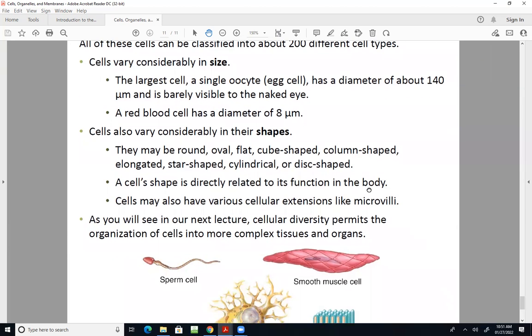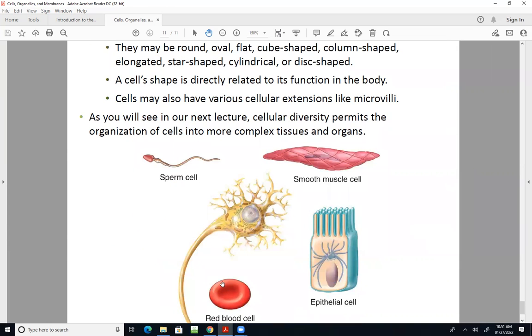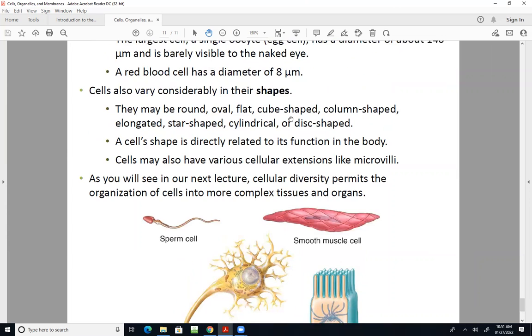Now, of those 200 different cell types, they are going to vary in size and in shape. The largest cells, what we call an oocyte or egg cell, have a diameter of about 140 microns, which is barely visible to your naked eye. You can actually see those without a microscope. Whereas red blood cells, your smallest cells, have a diameter of 8 microns. They're actually the most numerous, and they're the reason why our blood appears red.